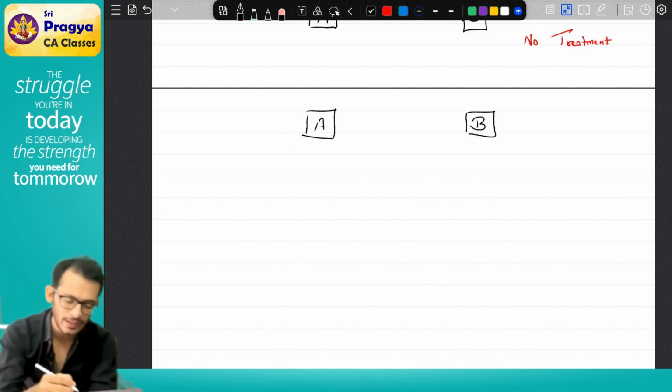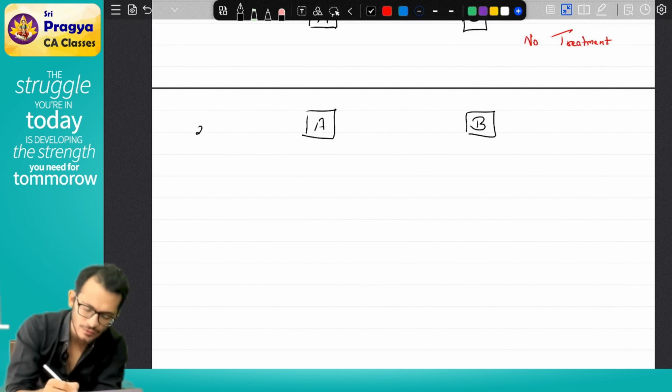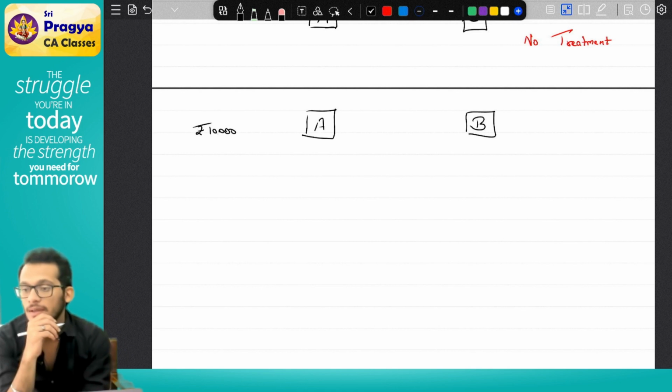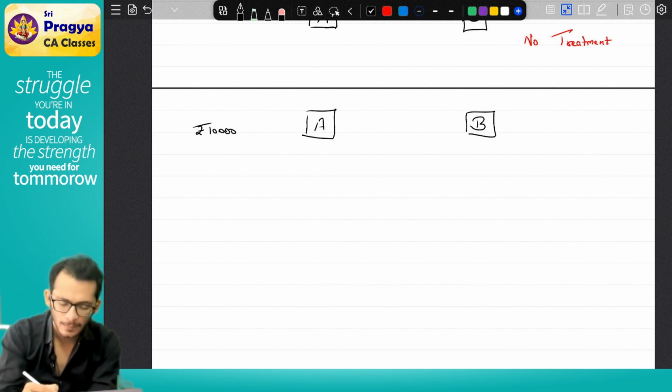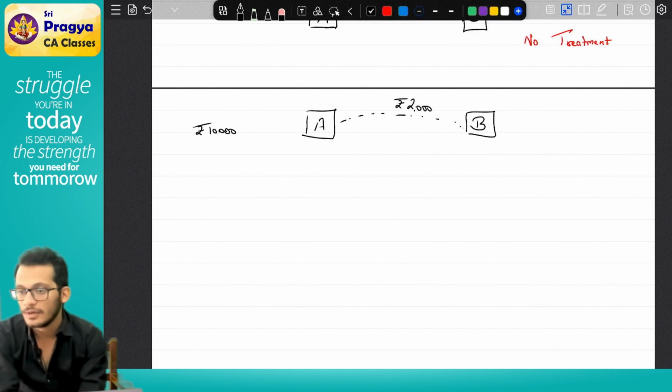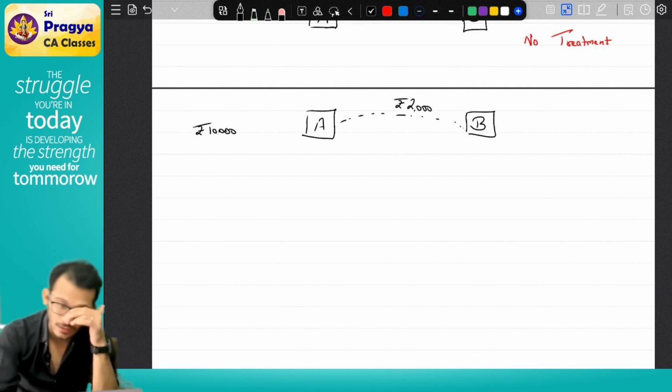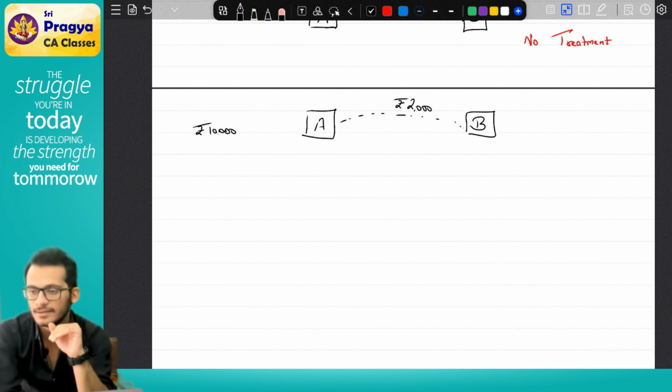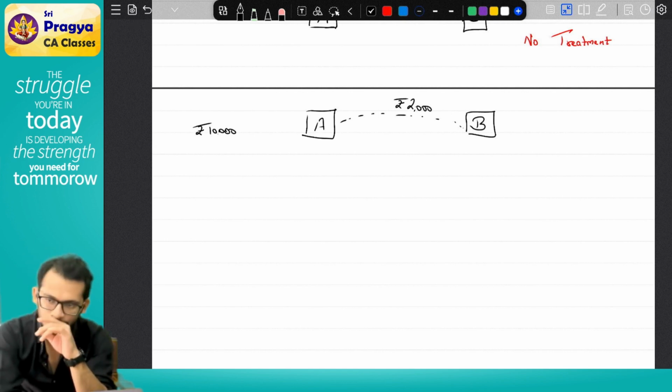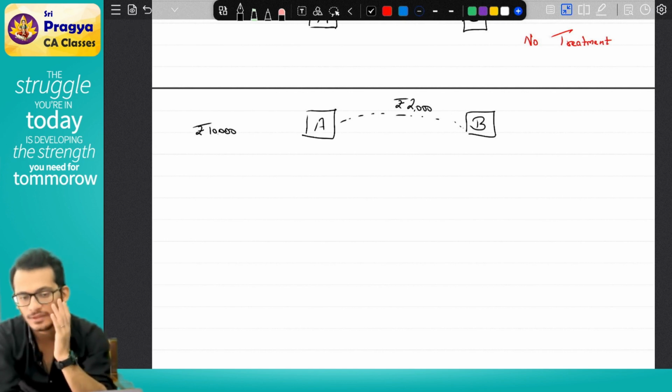Now what happened is, generally, when A used to sell the stock, he used to sell it for 10,000. But because B is his brother, he only sold it for 2,000. He generally sells it for 10,000. Now he has sold it for 2,000. Has the profit increased or decreased? Decreased. Yes, so this is what the transaction is.